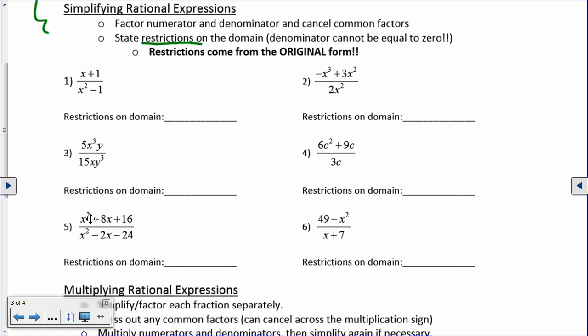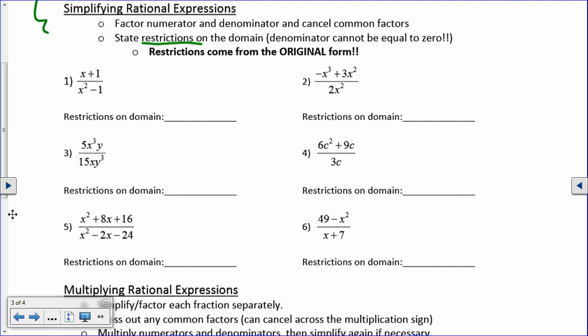This is something that we've been kind of thinking about already, but we haven't called it by its specific name. Restrictions are values in the denominator that are not allowed because they would make the denominator equal to 0. And you can't divide by 0, right? So when we're finding restrictions, we're finding the values that you cannot plug in, because if you did that, the denominator would be 0. And they're really easy to find. I'll explain once we get into these examples.